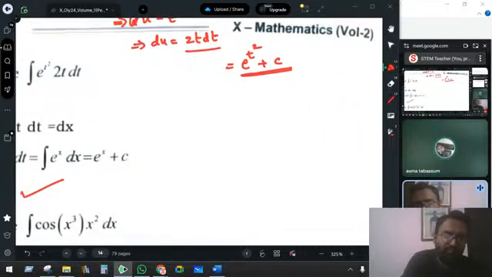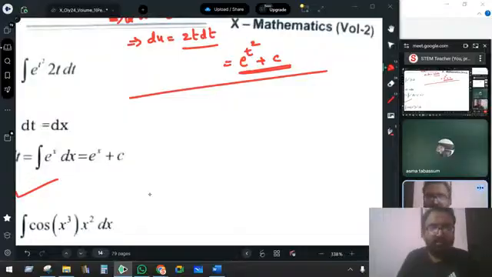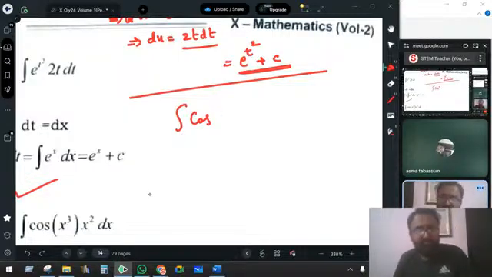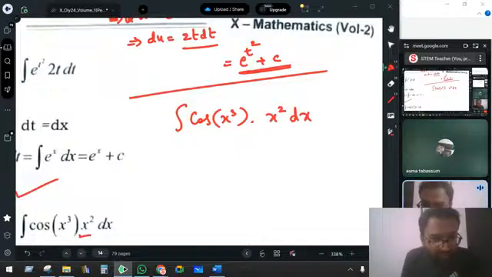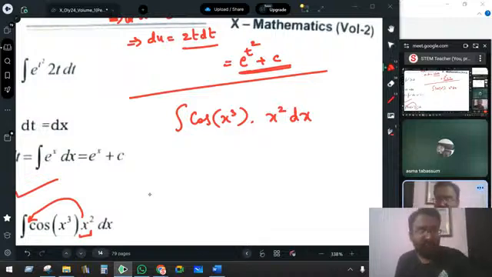Now I want to take another problem here: the integration of cos of x cubed. Actually, we should not write it like this. Whenever a product comes, we have to write it in front of cos. So it is the integration of cos of x cubed into x squared dx. Now please tell me what thing has to be considered as t.